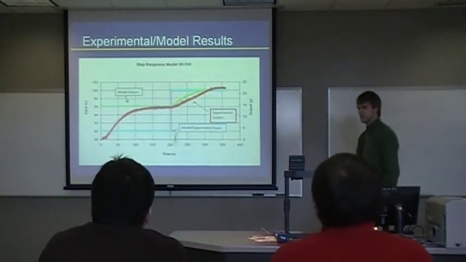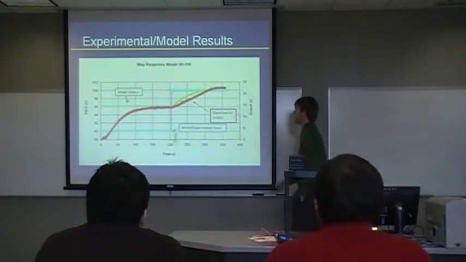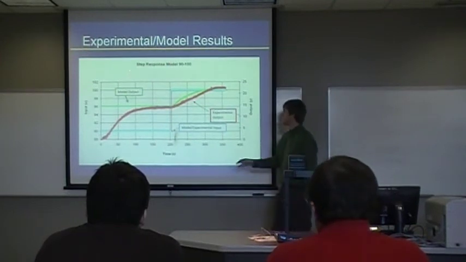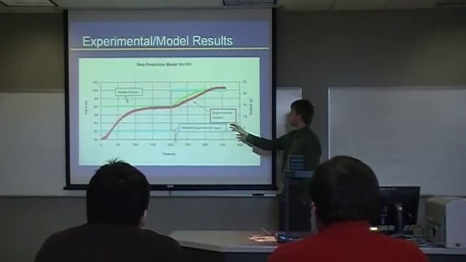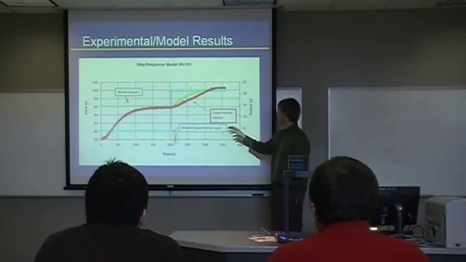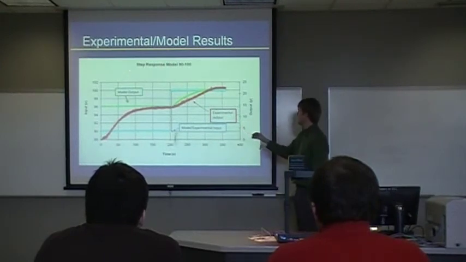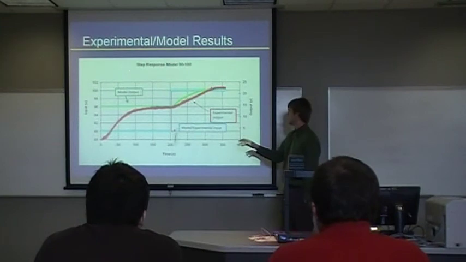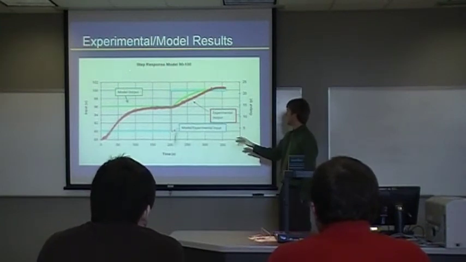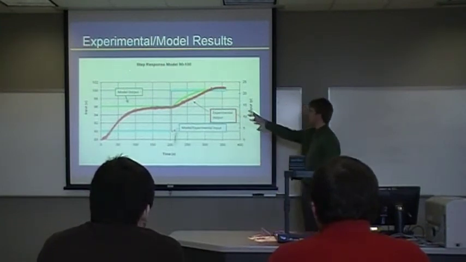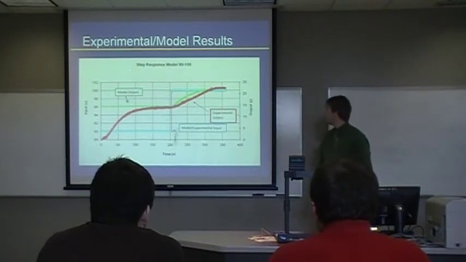For the same step that you saw earlier from 90 to 100 up, you can see the model input and model output are in the light blue and green respectively, and the experimental output and experimental input, dark blue and dark red. They line up almost exactly. The only difference is the shape of the step response curve you can see in the green.